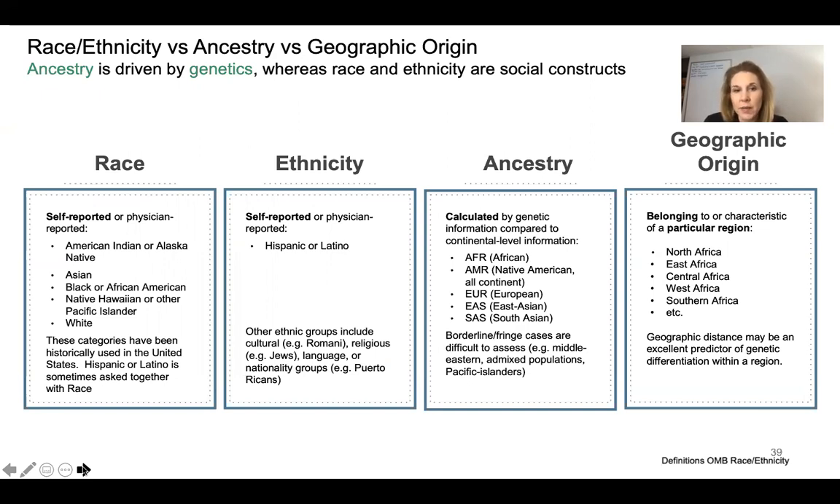Ancestry is calculated by genetic information, and it exists in five groups. These are superpopulations as defined by the Thousand Genomes Project. And then finally, geographic origin, which is reflecting the location or region of one's origin.